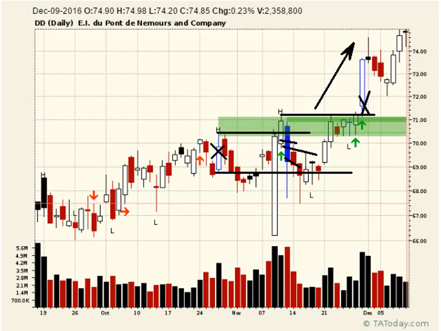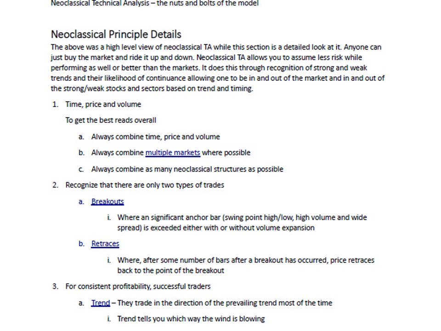That's how the market decides where price should go. And it's not just willy-nilly, it's based on tests. And those tests are underpinned by people buying and selling. In other words, supply and demand. What you always want to do when you're looking at time, price, and volume to get your best reads is combine them all, and that's what we're doing in Neoclassical.